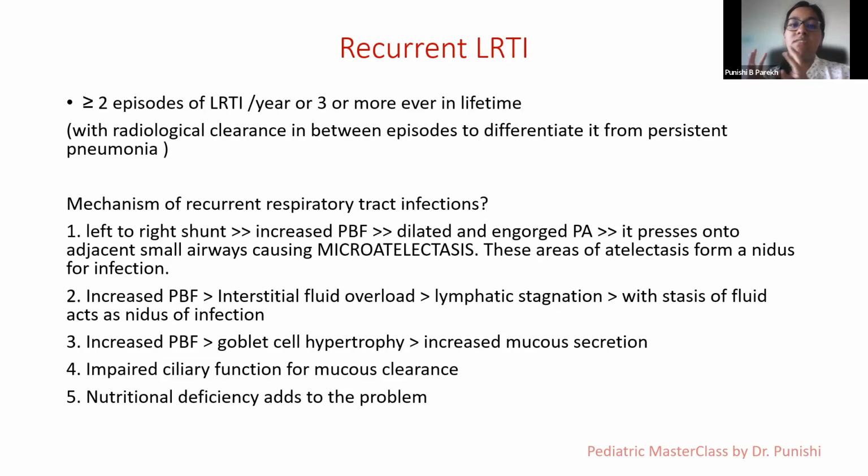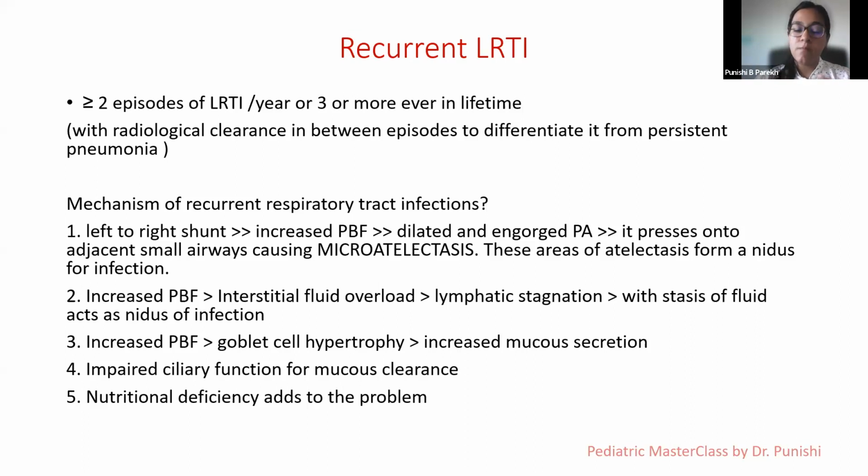So first thing is, when you have a left to right shunt, we already saw that it results in increased pulmonary blood flow. So there's more amount of blood that's now exiting your pulmonary arteries. That results in dilatation and engorgement of your pulmonary arteries. Now, when that dilates, it presses onto the adjacent smaller airways in your lungs, resulting in microatelectasis. And when you have microatelectasis, these areas serve as a nidus for infection that can then predispose these kids to recurrent infections. So that's the number 1 mechanism.